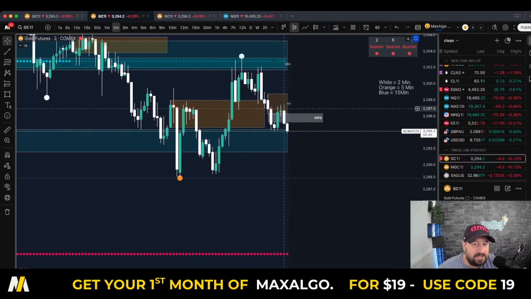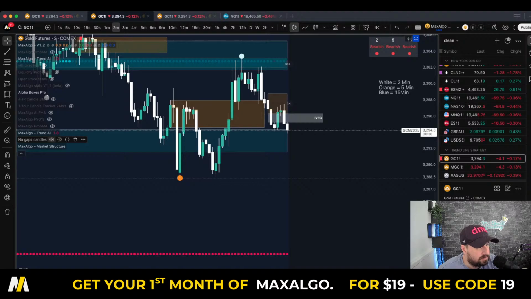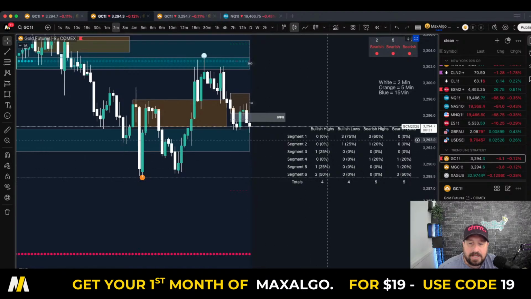So nice tap off the hourly. 12 minutes in, we've taken the low, giving us an early indication. The stats on gold were good this morning, weren't they? Of the 5 bearish hours we've had, 60% have had their high in the first 10 minutes. So yeah, that's interesting.